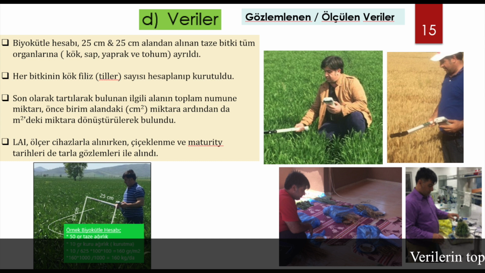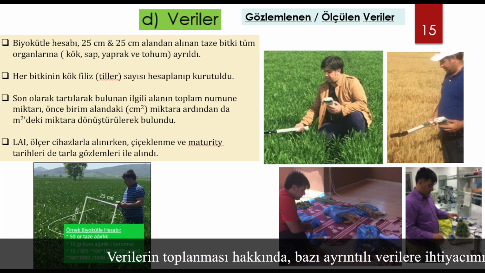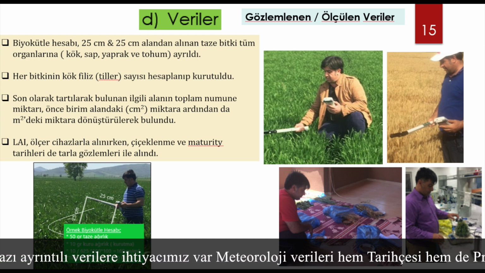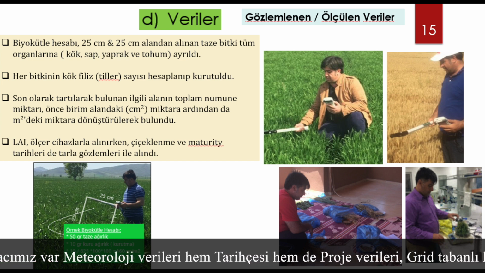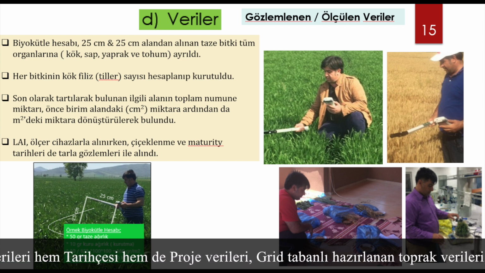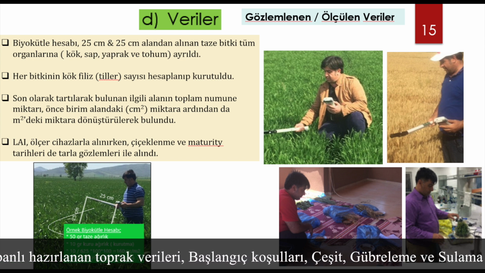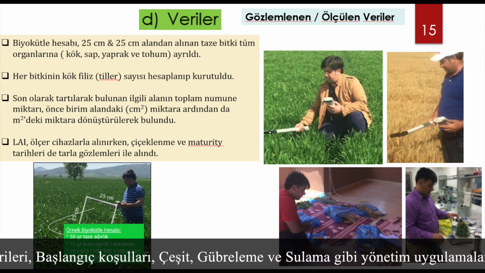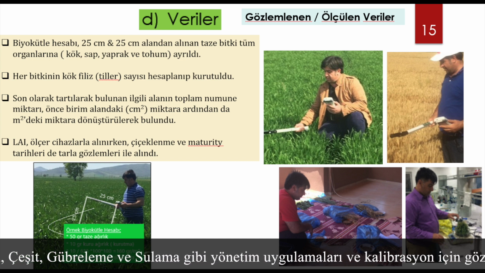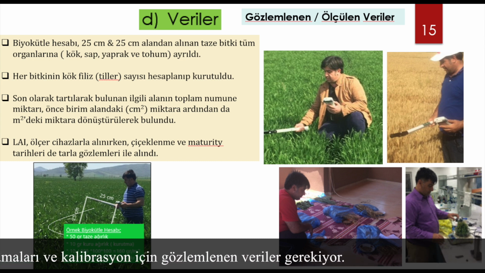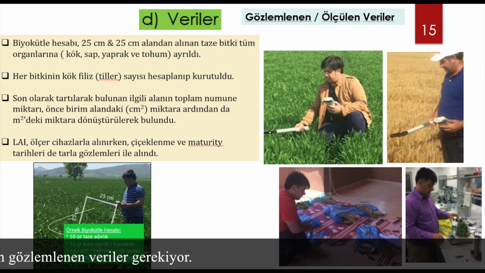About collecting the data, we need some detailed data, including weather data, both historic and projected ones, soil data, which is prepared grid-based, and initial conditions, culture management like fertilizer and irrigation, and for calibration, we need observed yield data.